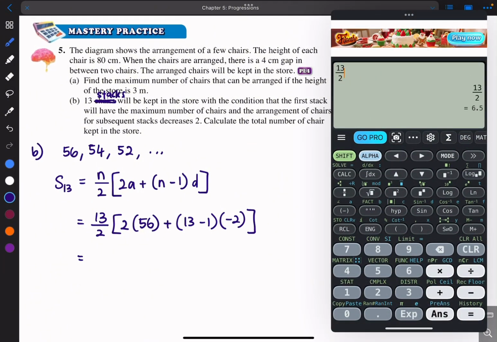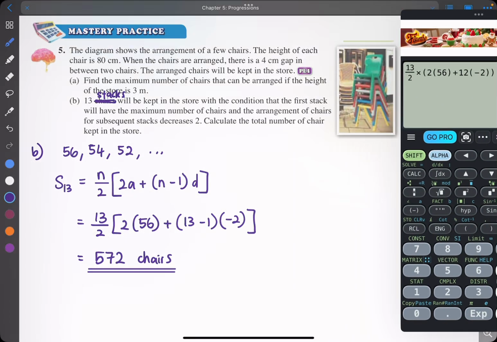13 over 2, 2 times 56, plus 12 times negative 2. That gives 572 chairs. So across 13 stacks, we would have this many chairs.